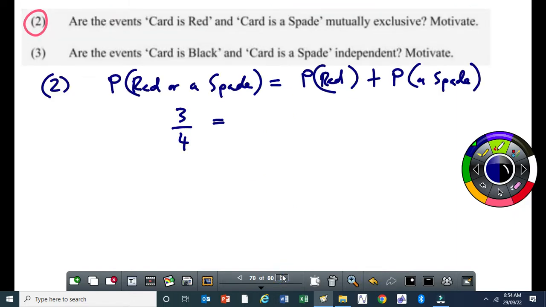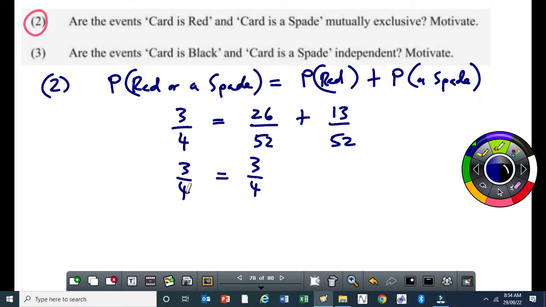So 3 over 4, picking a red, that's 26 over 52 plus the probability of picking a spade, that's 13 over 52. So if you do the math, you get 3 quarters on both sides. Okay? Then it says therefore, the 2 events are mutually exclusive.